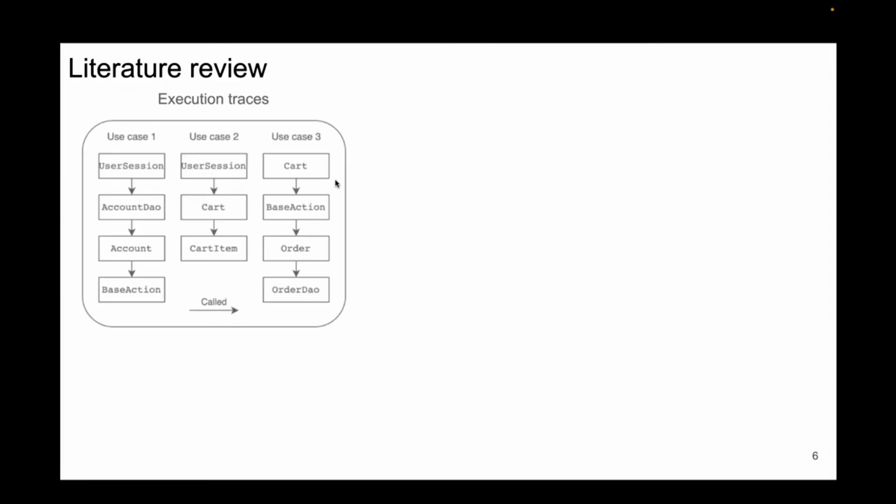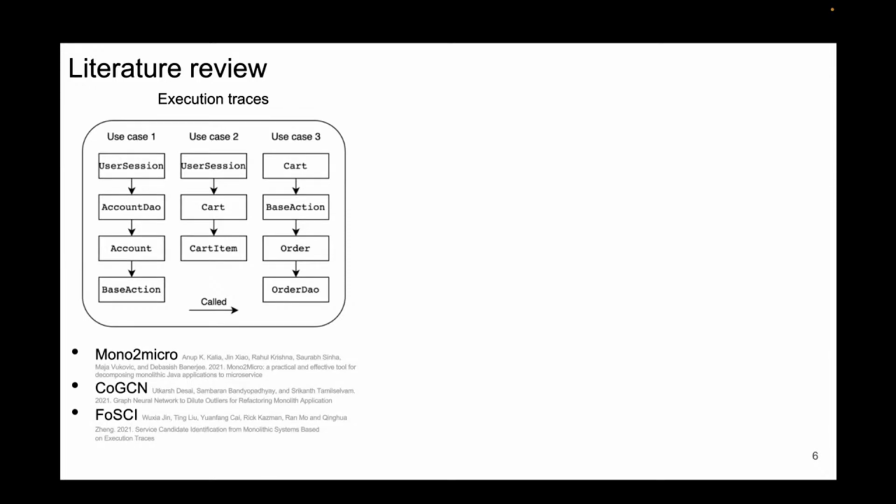Prior work on this problem can be categorized by how they represent and extract information from the target monolithic application. Some solutions try to infer the relationships between the components by utilizing the execution traces, based on the assumption that components that interact together at runtime or for a specific use case often should be grouped together. Examples of these solutions are Mono2Micro, graph convolution network-based usage, and functionality-oriented service candidate identification.